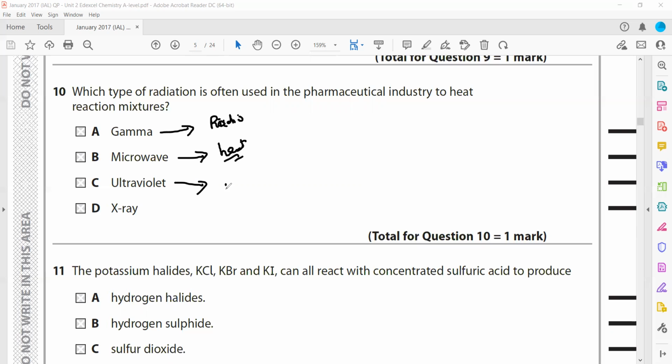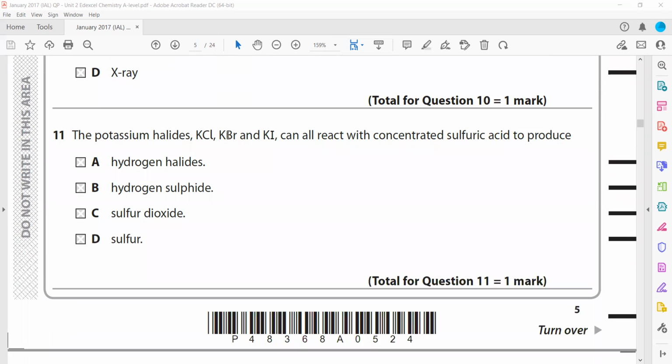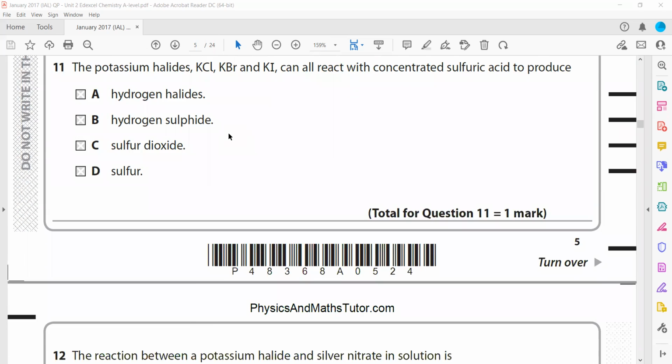Ultraviolet is used to break the bond, and X-rays are used to sterilize, to kill bacteria, or for identifying leakage or blockage, or to identify cracks in metal. So the correct answer is B, microwaves are used in the pharmaceutical industry to heat the mixture, because microwave radiation is absorbed by the molecules and they vibrate. The bond does not break, only the particles vibrate.